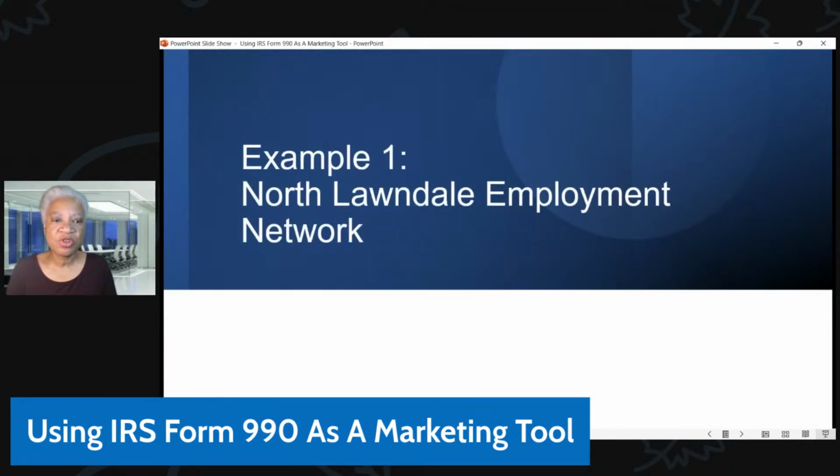All right, so I want to give you an example from the North Lawndale Employment Network. The North Lawndale Employment Network, for those of you who may not know, is one of the premier organizations on Chicago's west side, I would say in the city, and I would even say nationally now, where they work to transform the lives of people who are formerly incarcerated and other people who are difficult to place. So there are a number of placement programs and supportive service programs that they provide, right?